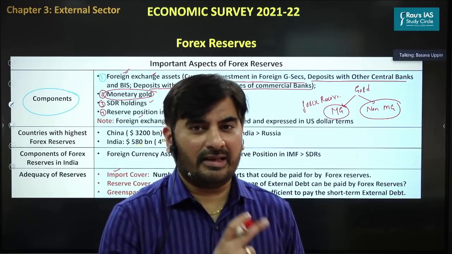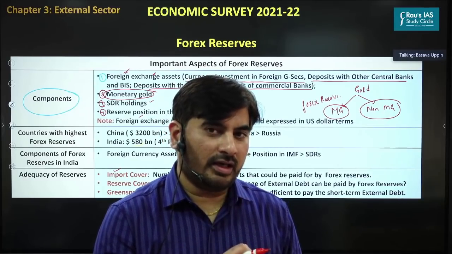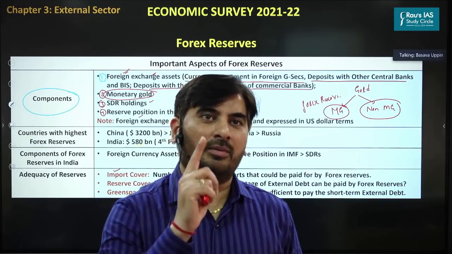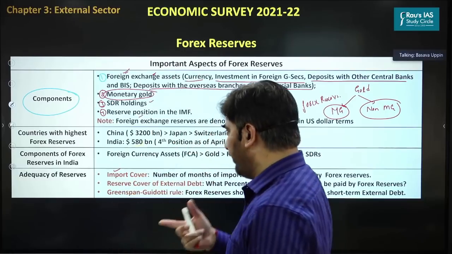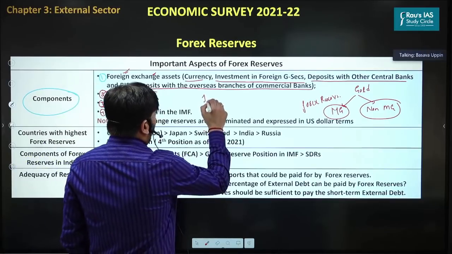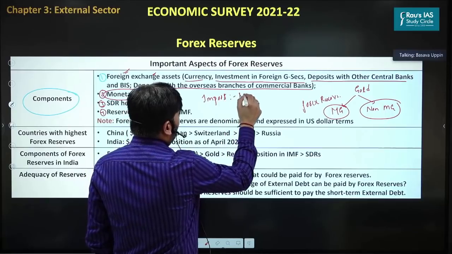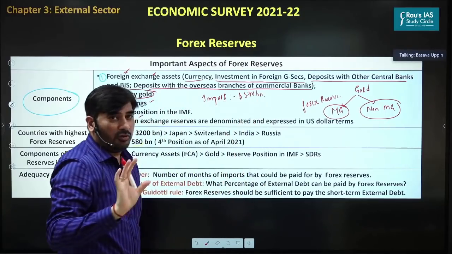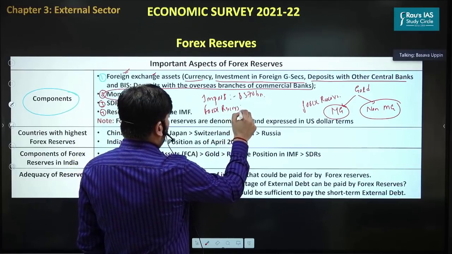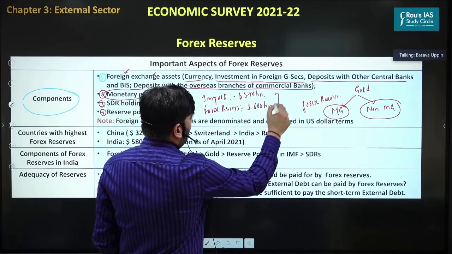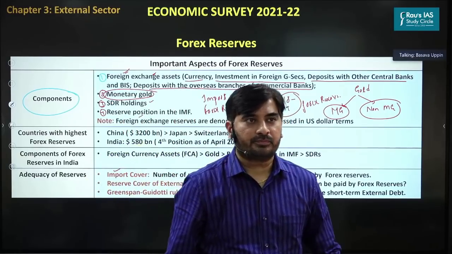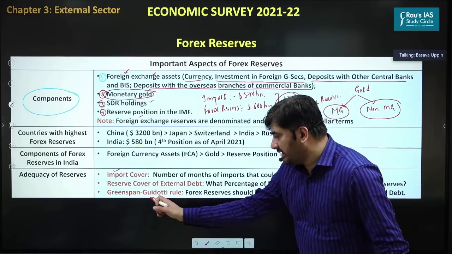For example, let's say in 1 month, we import goods worth $100 billion. And let's say our forex reserves are $100 billion. So import cover will be 1 month, right? Now, if I want to tell you what exactly is India's import cover, annually our imports are almost around $370 billion, and our forex reserves are almost $600 billion. So we have almost 18 to 19 months of import cover.